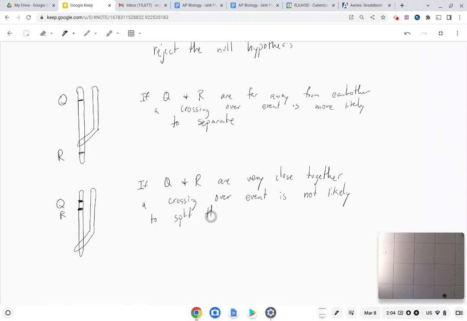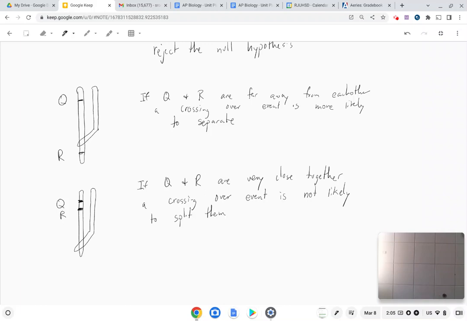Why? Because there's a very narrow range in which that crossing over event must happen, right? It's got to happen right between Q and R, and that's a very small target, I guess you could say.